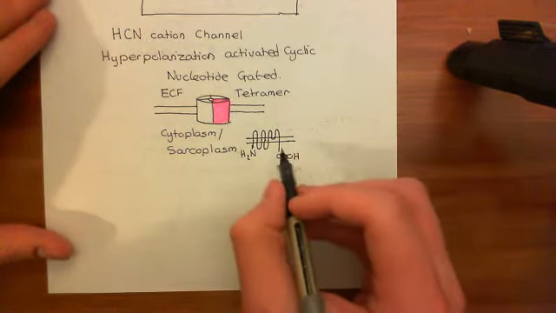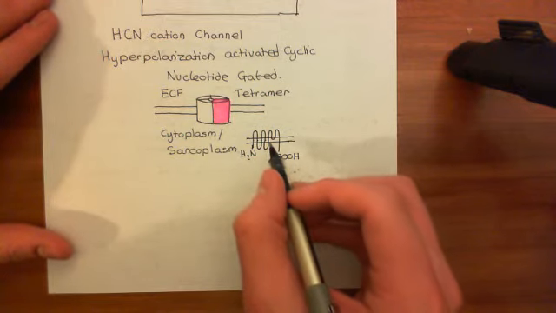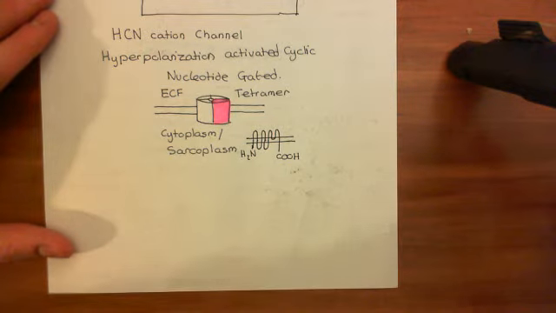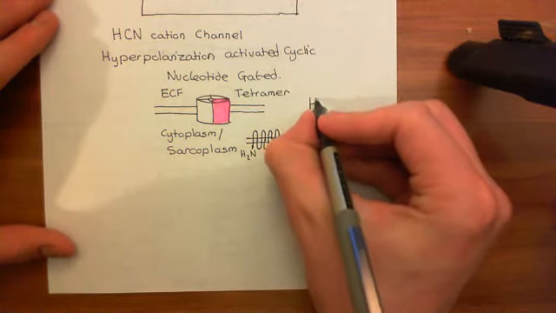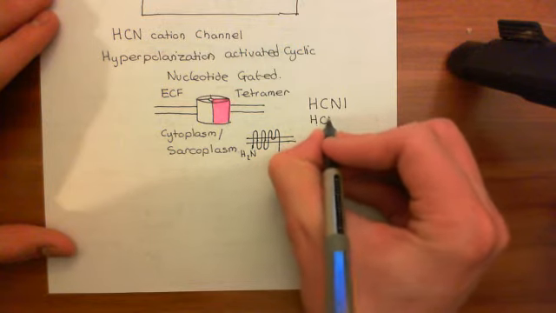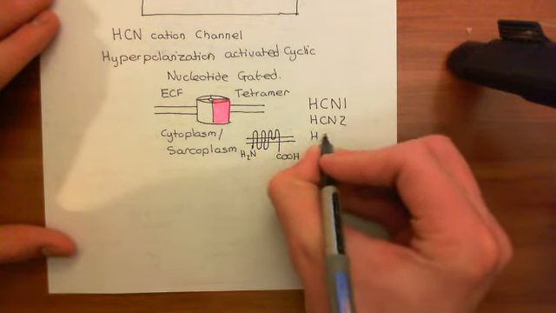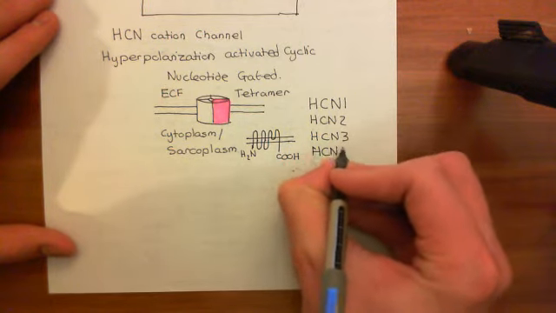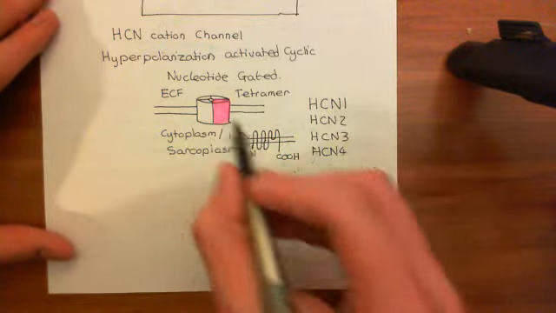Now, again, it would be beautifully simple if there was just one HCN channel subunit and you just stuck 4 of those together to make an HCN channel. But it's not that simple. Instead, there are multiple types of HCN subunit. There are multiple genes which code for multiple HCN subunits. There are 4 separate HCN subunits which are known: HCN1, HCN2, HCN3, and HCN4.